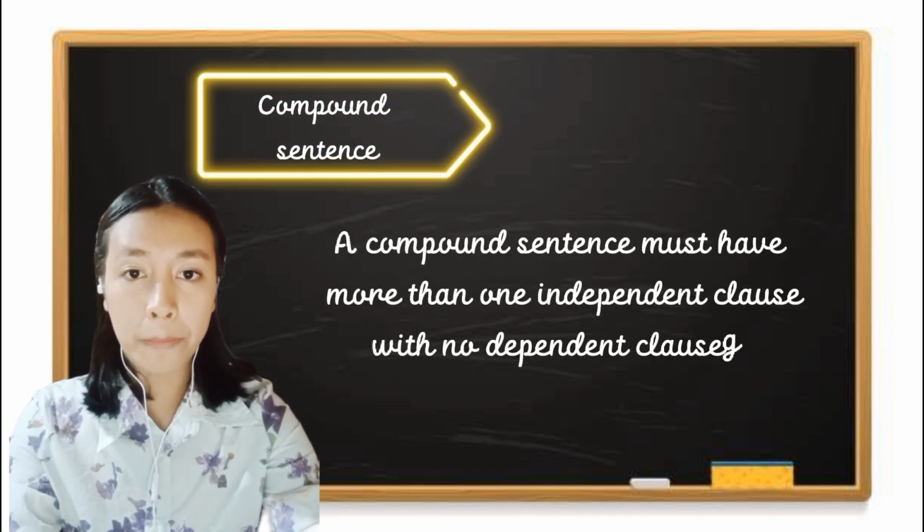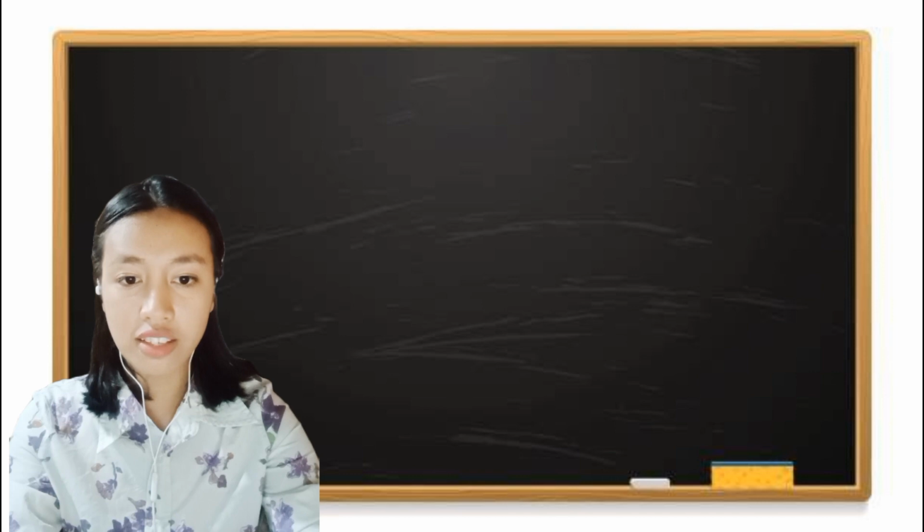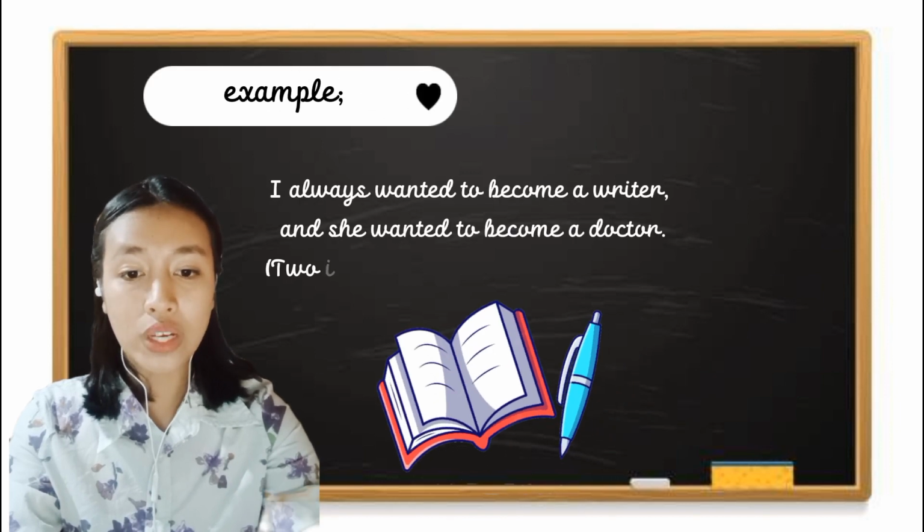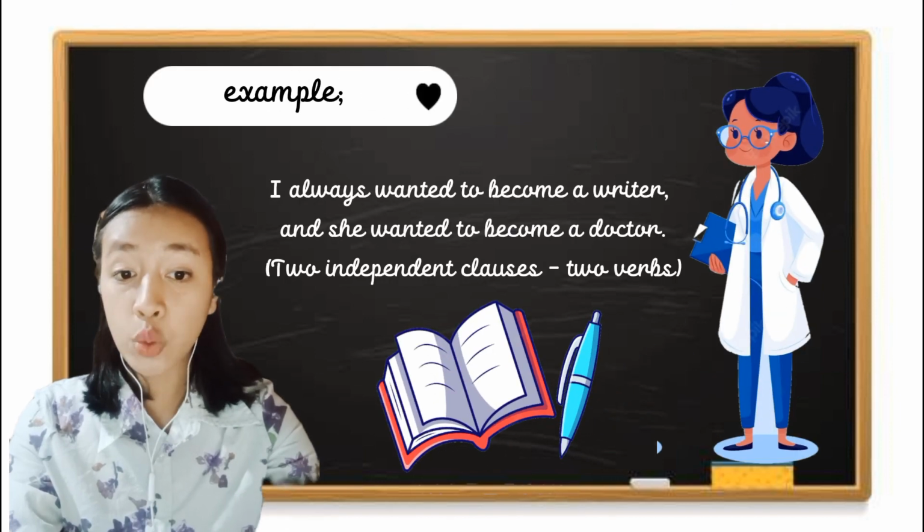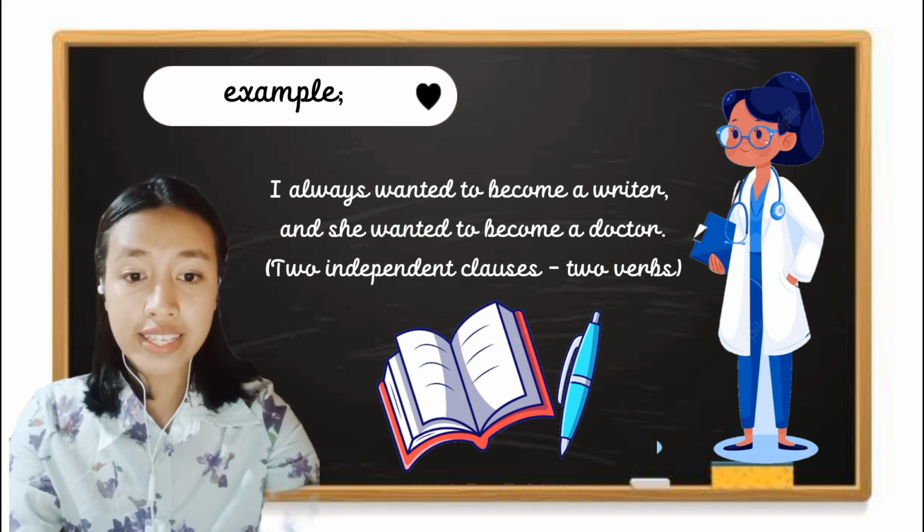Next is the compound sentence. A compound sentence must have more than one independent clause with no dependent clauses. Some specific conjunction, punctuation, or both are used to join together these clauses. Example: I always wanted to become a writer, and she wanted to become a doctor. In this sentence, it has two independent clauses and two verbs.